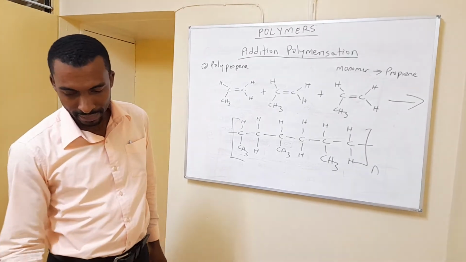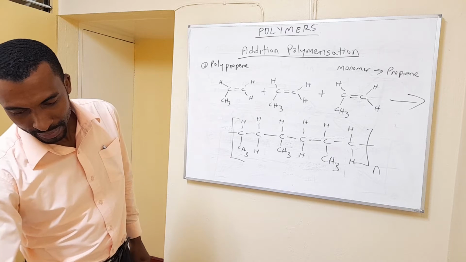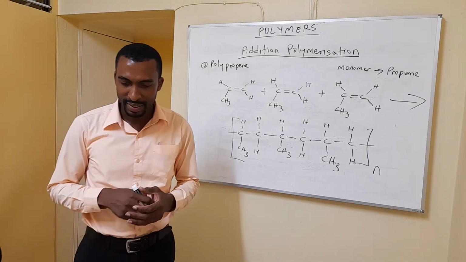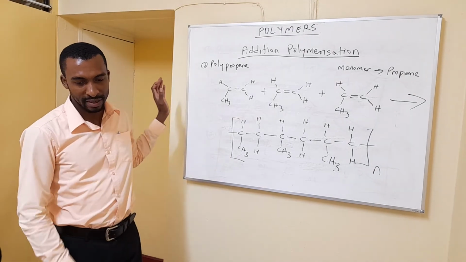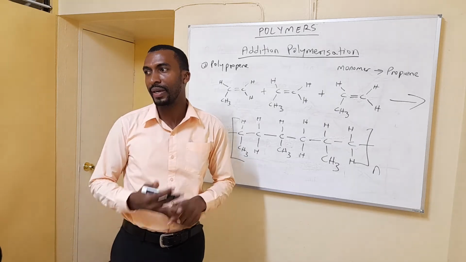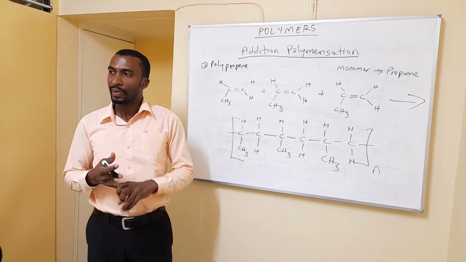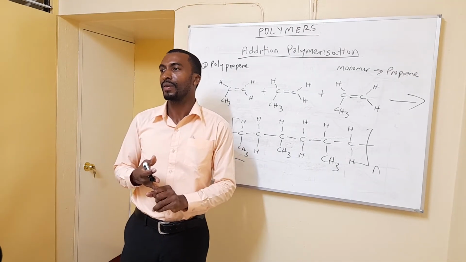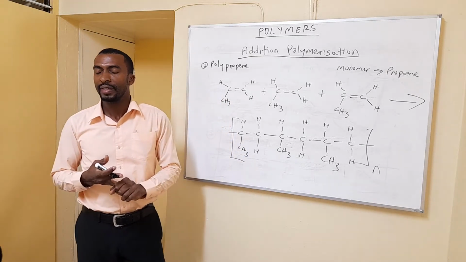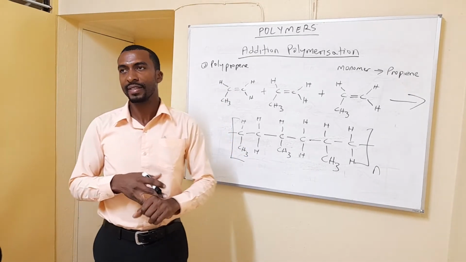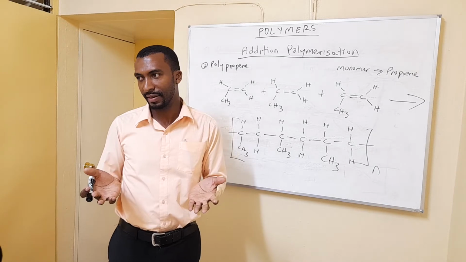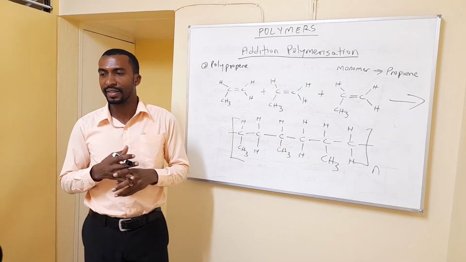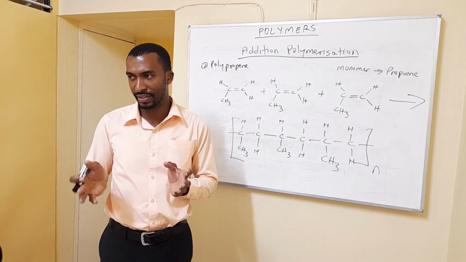And again, all addition polymerization are all synthetic, so they are all man-made. Both polyethylene and polypropylene don't exist naturally in nature. They are man-made, so actually they are synthesized in labs and factories.